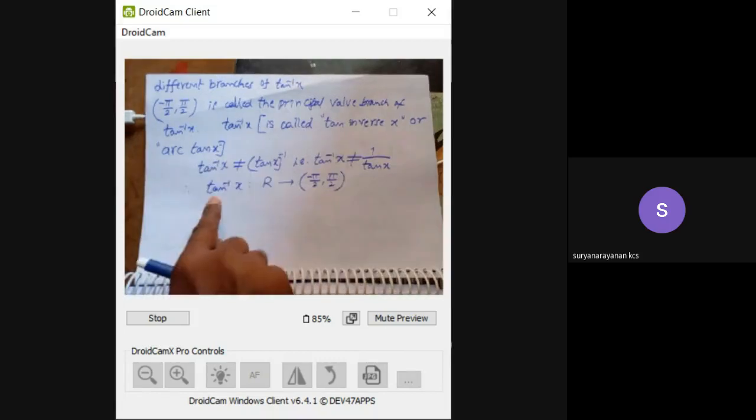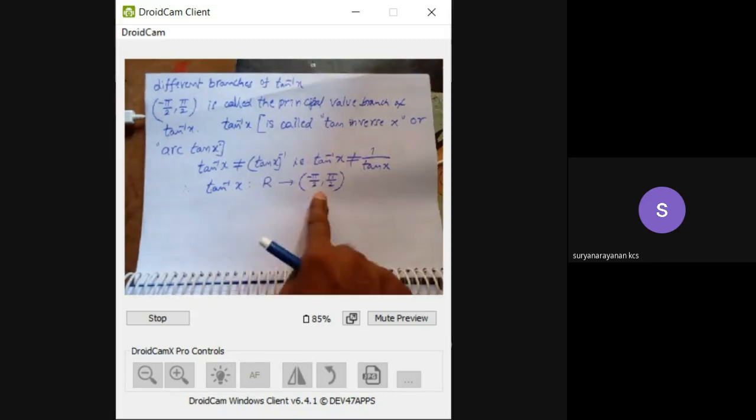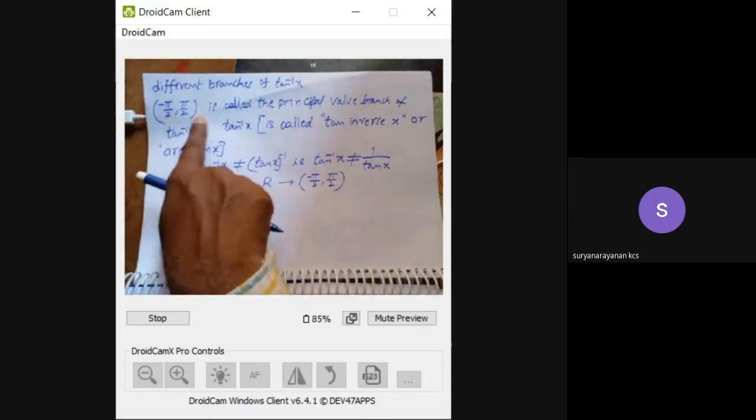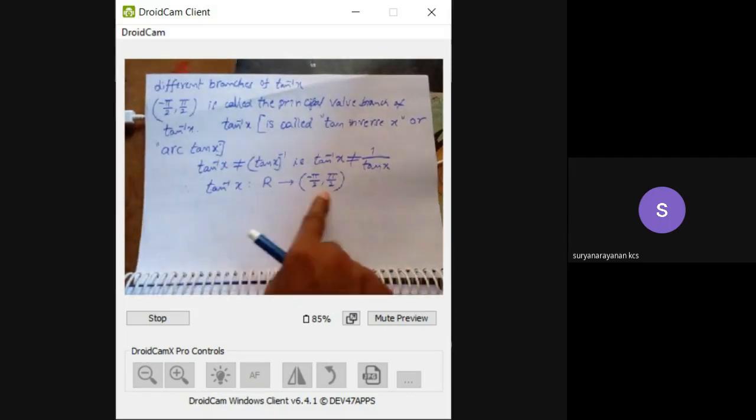So for this tan inverse x, the domain is real numbers, and the range is the open interval minus pi by 2 comma pi by 2. Previously we discussed this point. The principal value branch is taken as the range of tan inverse x. Okay, my children. Similarly, we can find the principal value branches of the remaining three, cot inverse x.